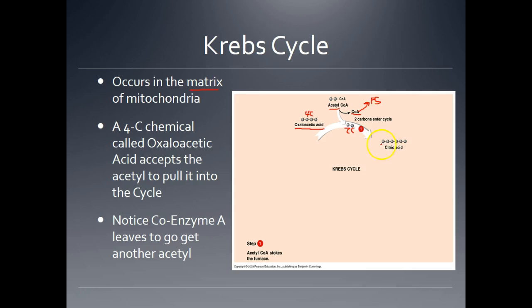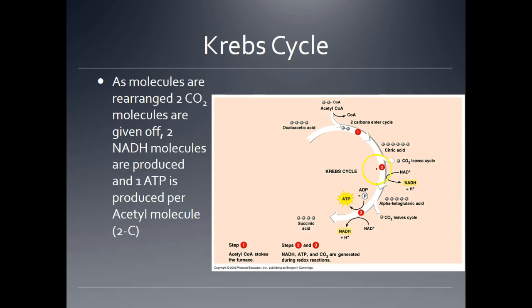That's going to lead to a 6-carbon molecule. That 6-carbon molecule is called citric acid. Yes, you need to know that name. That's the reason why this cycle is also called the citric acid cycle. Okay, because you are producing in step 1 citric acid. Oxaloacetic acid, 4 carbons, binds with a 2-carbon acetyl, which converts it to a 6-carbon citric acid.